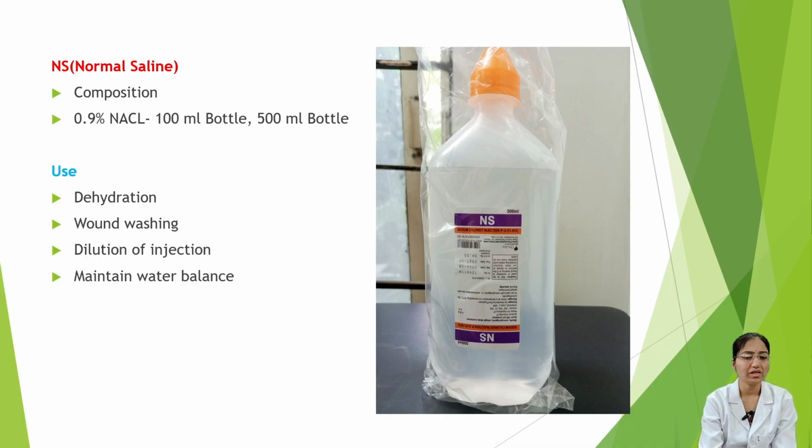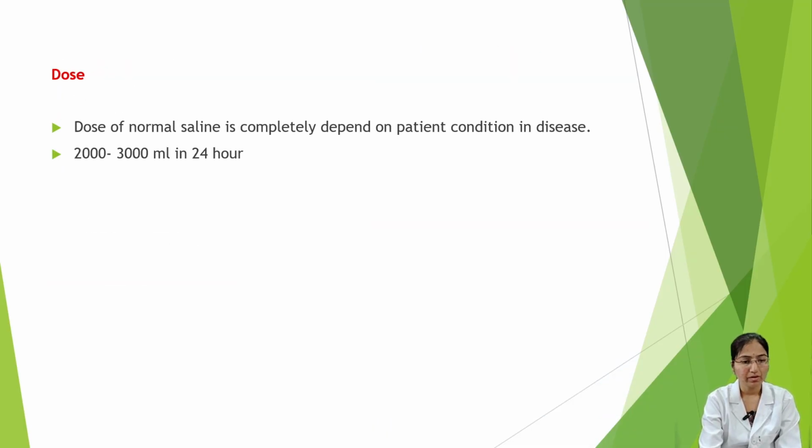First one is NS, normal saline. Composition: 0.9% NaCl, that is sodium chloride. It comes in a 100 ml bottle and a 500 ml bottle. Uses are very important. Normal saline is used in dehydration, wound washing, dilution of injection, and to maintain water balance. Keep it in mind. The dose of normal saline completely depends on the patient's condition and disease. Dosage always depends upon the patient's condition, and it is 2000 to 3000 ml in 24 hours.